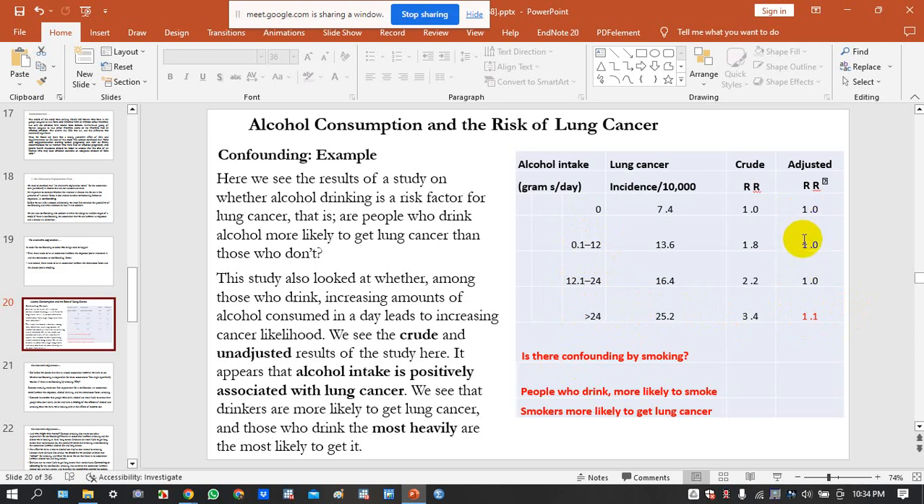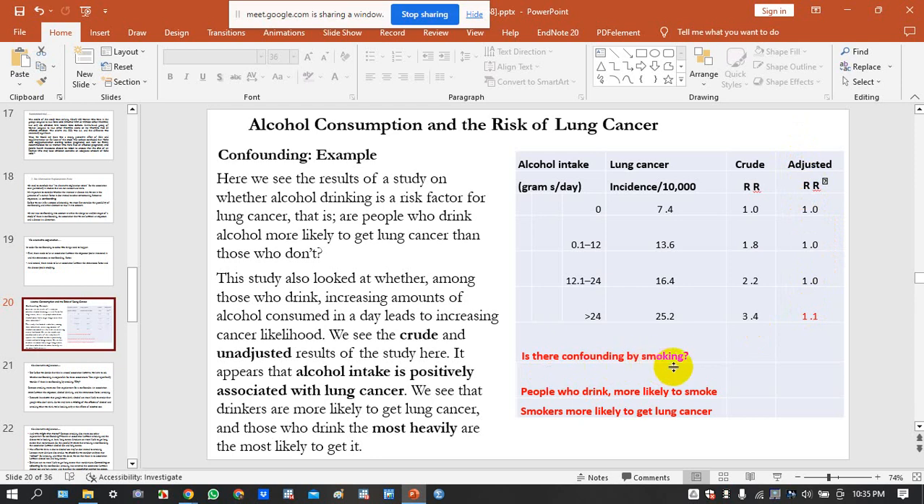Meaning that here we have removed the age. We've made them of the same age. Cases and controls were of the same age. So there was adjustment. We've done the right thing. Correction has been made. Confounding has been removed. Ages are now the same. So we don't have any association between alcohol intake and lung cancer, meaning that alcohol does not cause lung cancer when we remove age from our results.